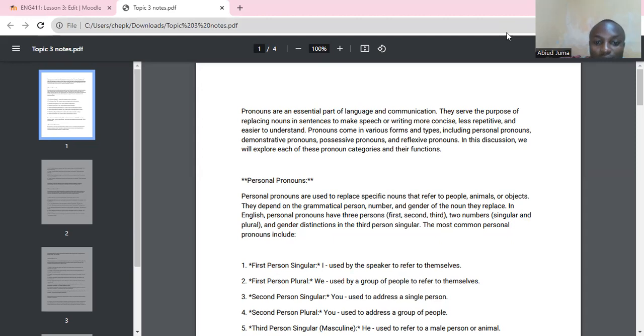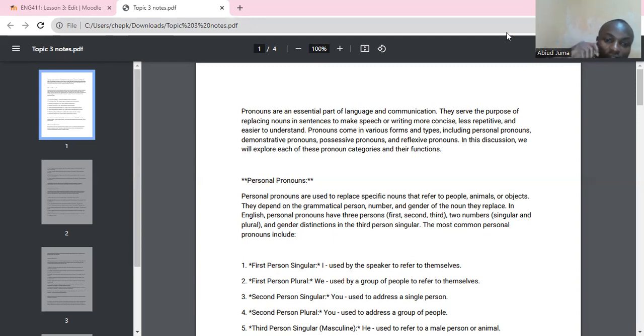The first personal pronoun, singular, is I, used by the speaker to refer to themselves. So when you refer to yourself, that is called the first person. And we also have first person plural, which is used by a group of people to refer to themselves. For example, you are a group of people together and you want to refer to yourselves. That's first person plural. So we use we to refer to the first person plural.